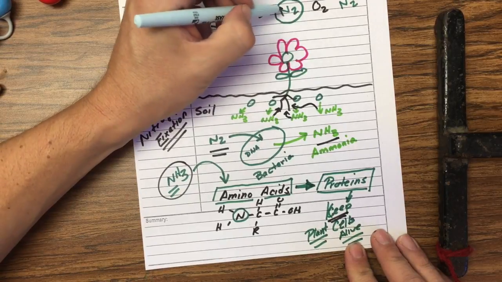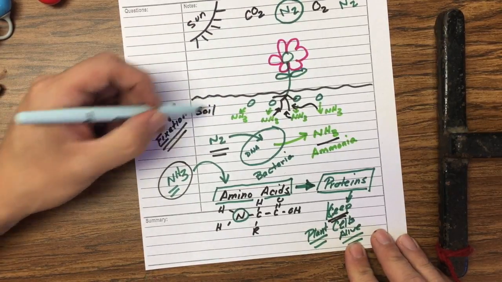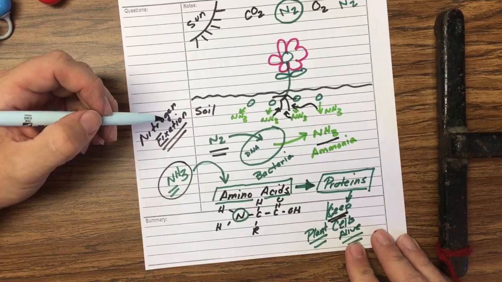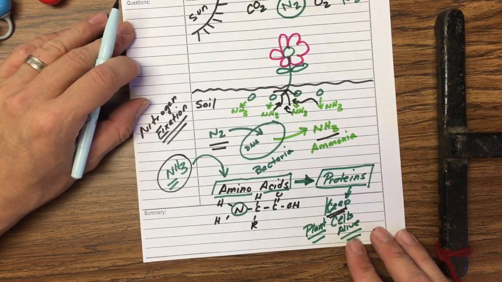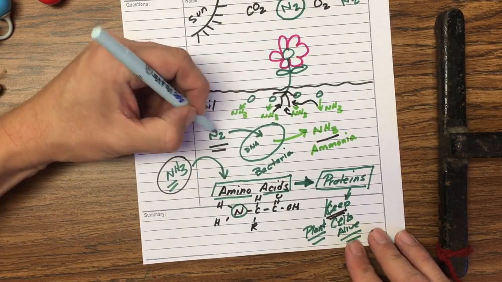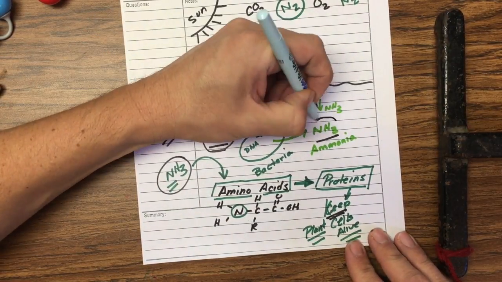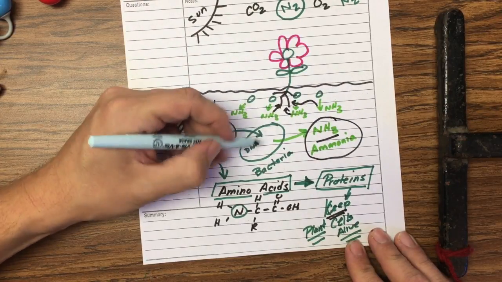And so without fixed nitrogen, the plants wouldn't have the nitrogen they need to stay alive and make the amino acids that they need. So hopefully this helps. This is nitrogen fixation, turning N2 into NH3, and it happens in the bacteria cell.